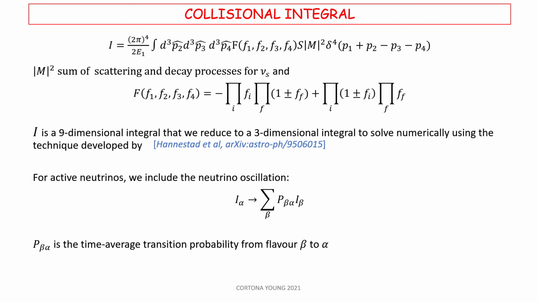The collisional integral is a 9-dimensional integral that we reduce to a 3-dimensional integral, and we solve it numerically with the procedure of Hannestad. In this way, we have solved it exactly without approximation. We have done the same for active neutrinos, introducing also the time-averaged transition probability between flavors.